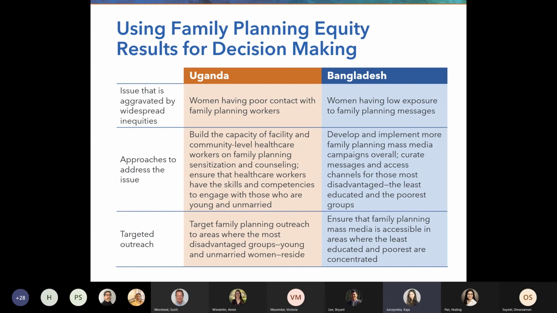Last but not least, when we think about how we then need to target, for Uganda, we should be targeting family planning outreach to areas where the most disadvantaged groups reside. It's the young and unmarried again. And in Bangladesh, ensure that family planning mass media is accessible in areas where the least educated and poorest are concentrated. So thanks very much for your attention there.